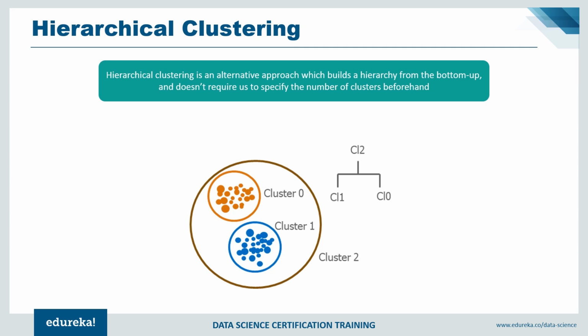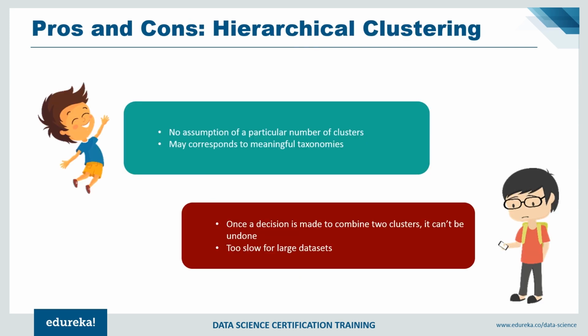Now there are two types of hierarchical clustering. One is agglomerative clustering and the other one is divisive clustering. So agglomerative clustering builds the dendrogram from the bottom level, while the divisive clustering starts with all the data points in one cluster, the root cluster.